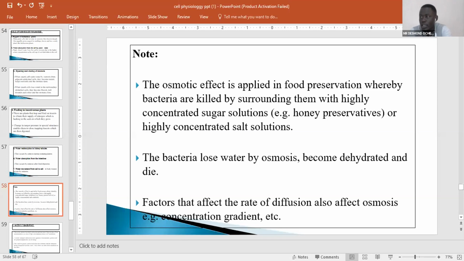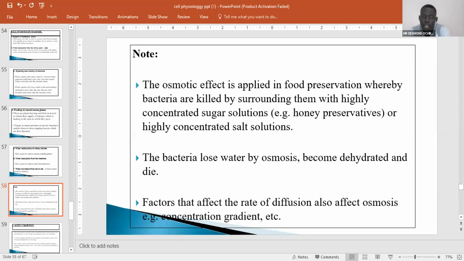That leads to the killing of bacteria. And this technology is used in food preservation so that you keep the food free of bacteria. So the food is usually kept or surrounded by highly concentrated solutions of sugar and salts.